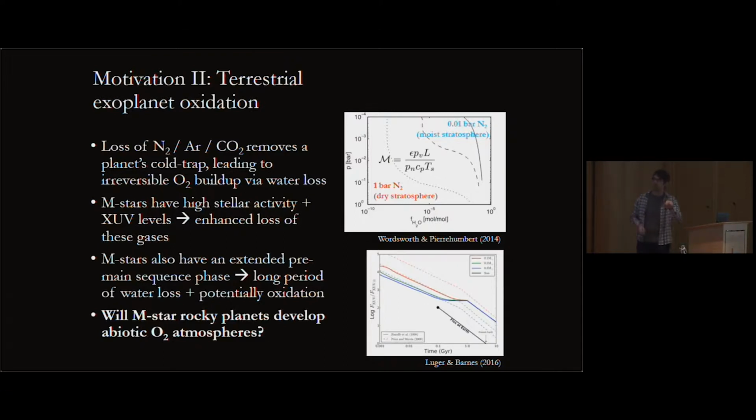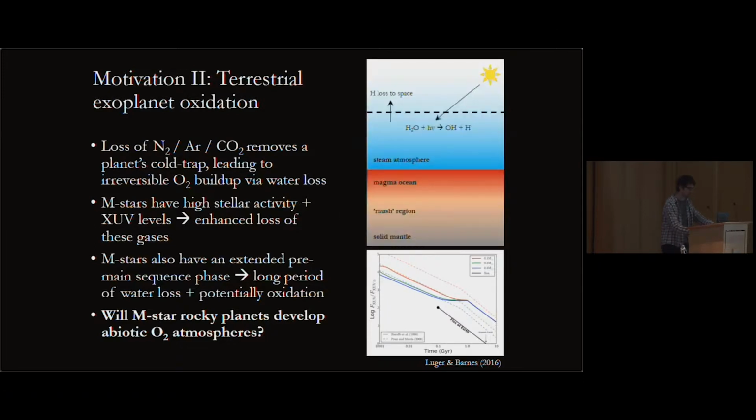But then there's another mechanism which you've heard quite a bit about already, which was first put forward in this paper here, and it comes from the fact that M stars have high XUV and they have this extended pre-main sequence phase, so there's going to be a large runaway greenhouse period, and that has the potential to lose a lot of water and potentially create a lot of oxygen in the atmosphere as well. So based on this really interesting result, the question I want to focus on for the remainder of the time here is whether this is actually going to lead to abiotic oxygen atmospheres on these planets.